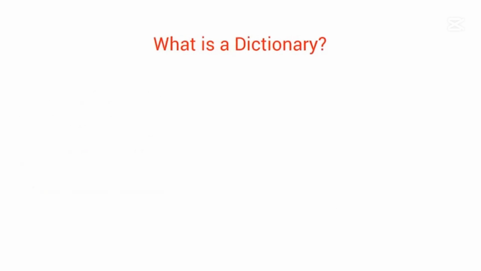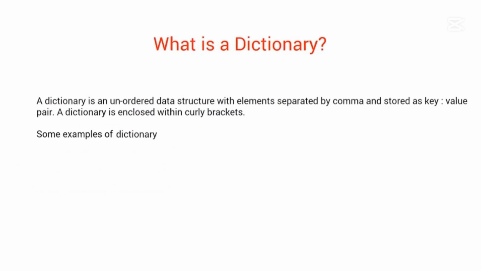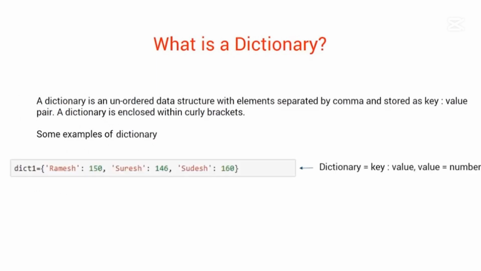So, what is a dictionary? A dictionary is an unordered data structure where elements are stored as key-value pairs. The key and value are separated by a colon, while the elements are separated by commas. The entire dictionary is enclosed within curly brackets. This is one example of a dictionary where the value is a number. In this dictionary, Ramesh is the key and 150 is its value. Similarly, Suresh is the key and 146 is its corresponding value.